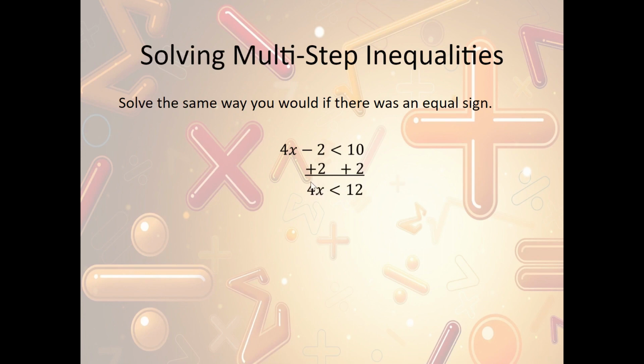Then we get rid of this 4. The 4 is multiplying by x, so we're going to undo that by dividing. So 4 divided by 4 is 1, which is just 1x, which is what we want, so just x. And 12 divided by 4 is 3, so we get x is less than 3. So all we did was keep the symbol and treat it like an equal sign.